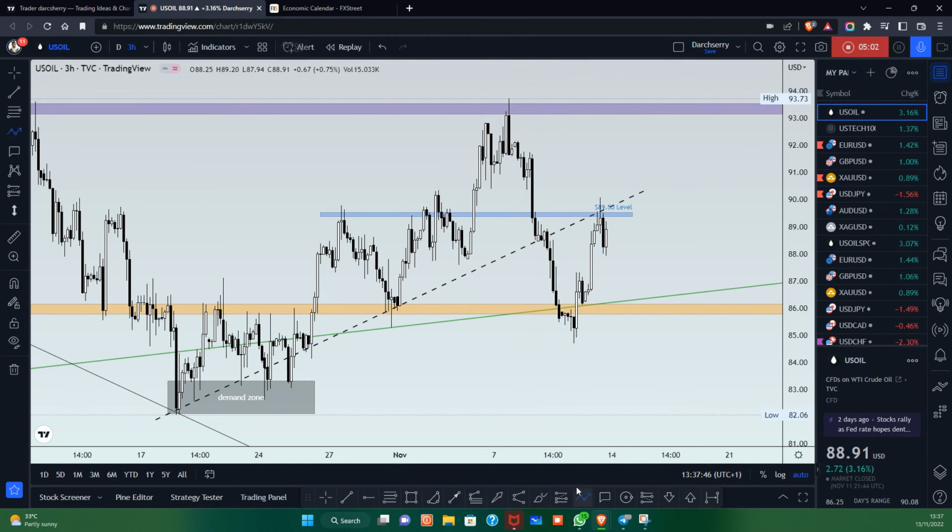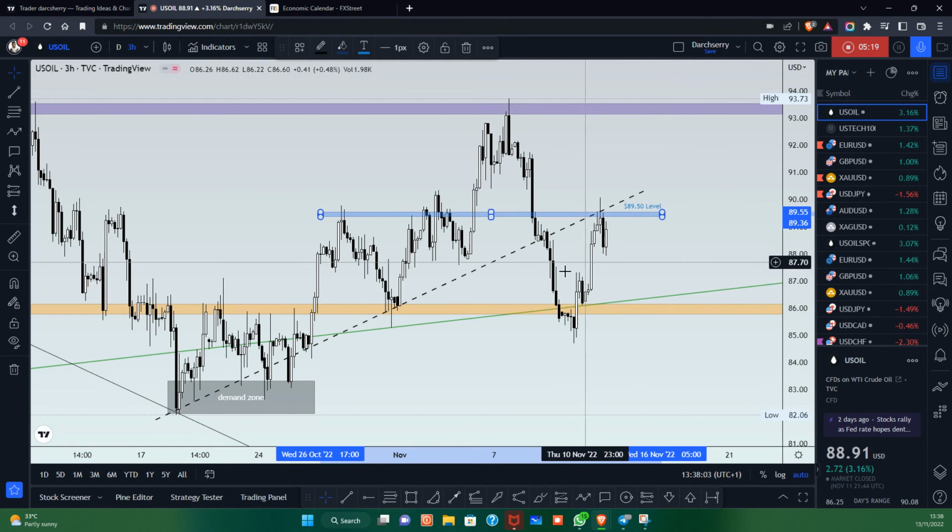And from a technical standpoint, whenever we have a breakdown of a structure, we expect that price is likely going to come back, do a retest of that structure to incite a trend continuation to the downside. So that is why the $89.50 level is another level that we want to be looking out for in the new week.